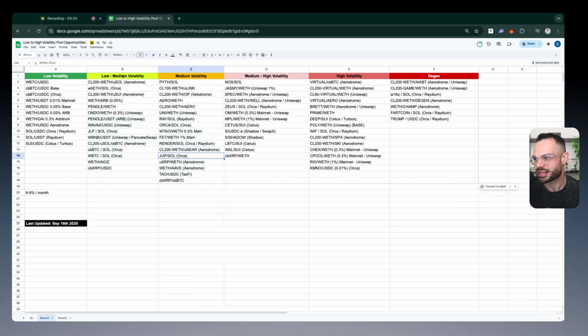Obviously, as we move up the scale here, low to medium volatility and even medium volatility, you're starting to venture into the world of some crypto to crypto asset pairs like WETH Arbitrum, maybe Pendle WETH, maybe you want exposure to something like Ondo WETH or even JLP Solana. And so what you're doing by moving up the volatility curve is you're typically also moving up the risk curve when it comes to the amount of risk you're taking on by getting exposure to more volatile assets. And so as we move up here, yes, the risk and the volatility increases, but so too does the potential for you to earn even better yield.